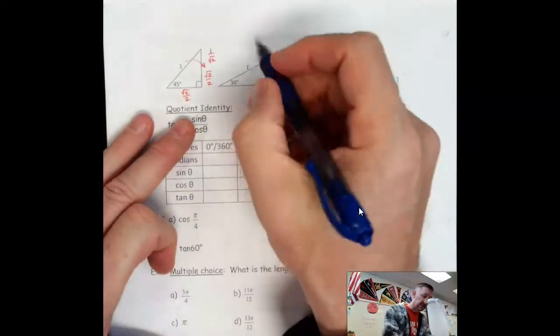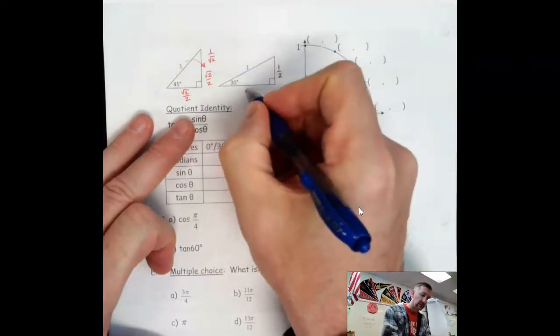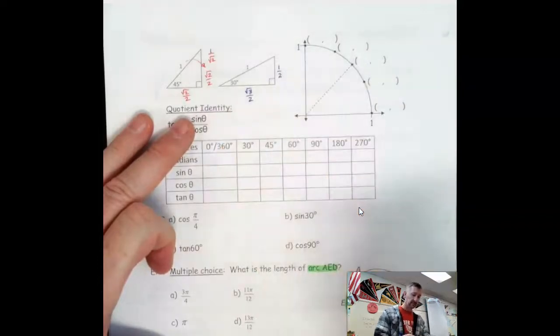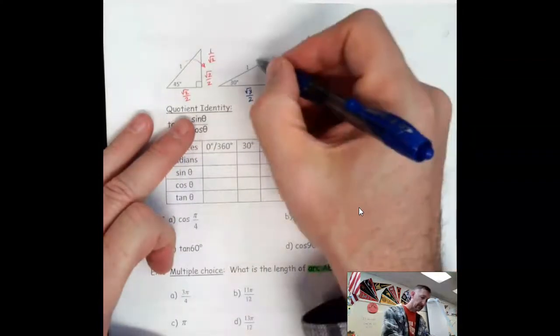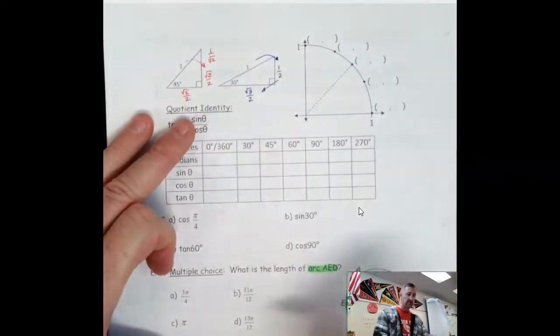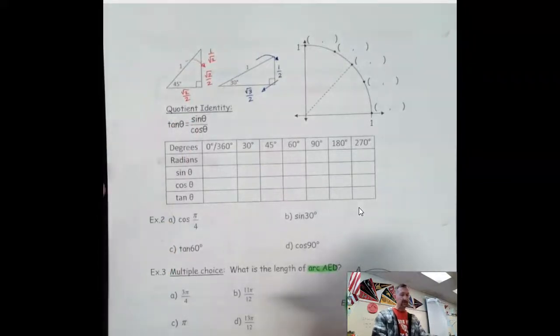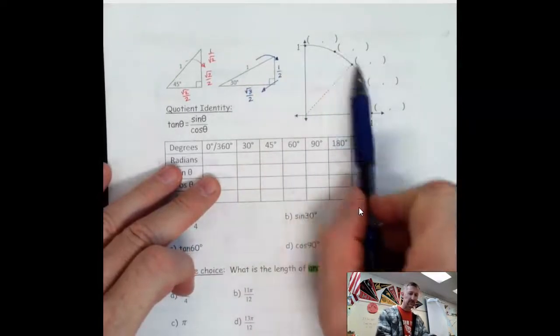And if we look at the 30, 60, 90 triangle here, to go from the hypotenuse to the short leg, we divide by 2. And then to go from the short leg to the long leg, we multiply by root 3. So we've gone over that quite a few times. Always go to the short leg first. Okay, so as we come around here, we want to look at these points.